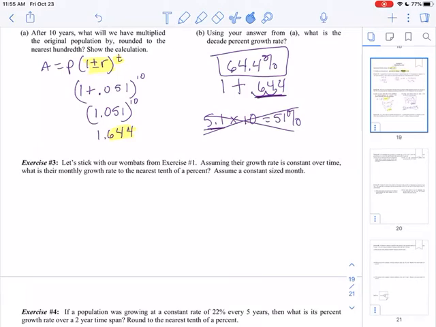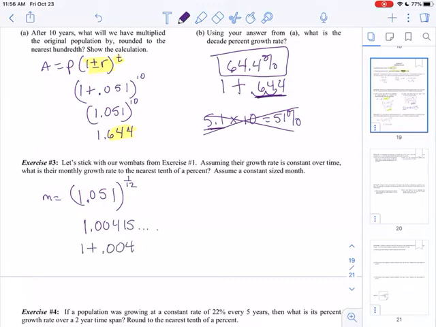All right, we're still looking at our wombats from exercise 1. Assuming their growth rate is constant over time, what is their monthly growth rate to the nearest tenth of a percent? All right, so I'm still going to take that 1.051, okay? So it's the 1 plus the growth rate, but that was for the year. If I want it to the month, then I'm going to do it to an exponent that is a fraction. So 1.051 to the 1/12th power is what I'm putting in my calculator. I'm trying to find the monthly growth rate, 1.051 to the 1/12th.